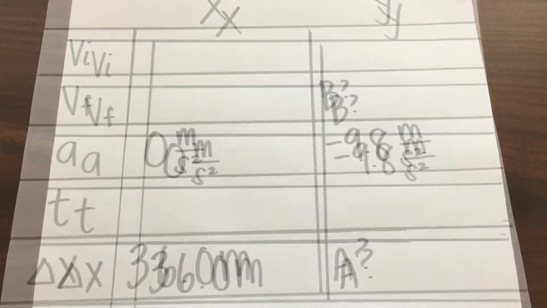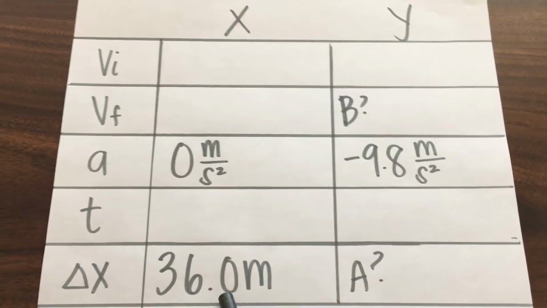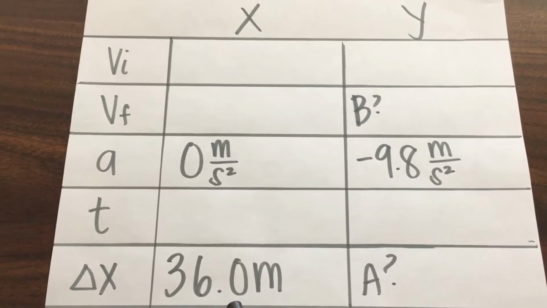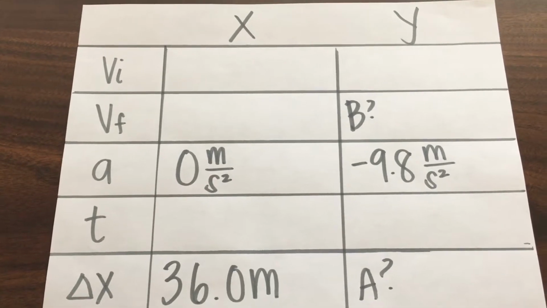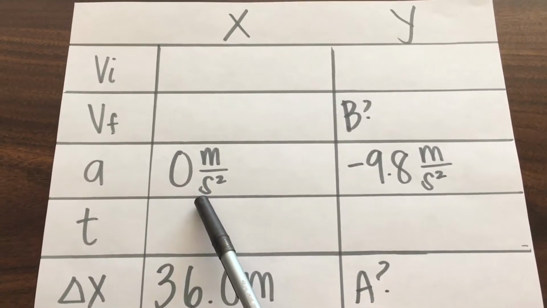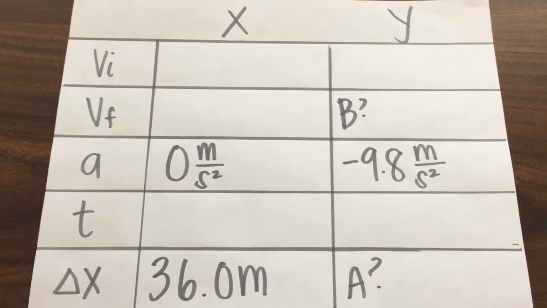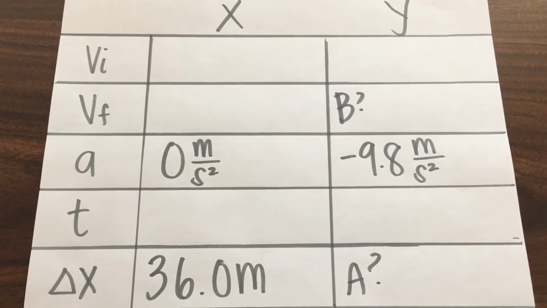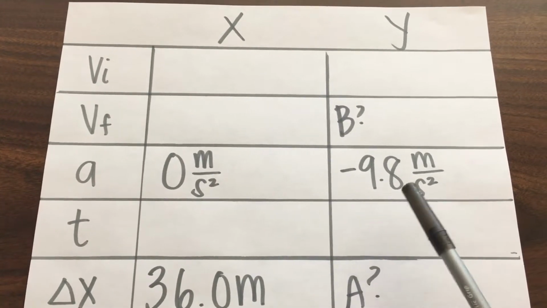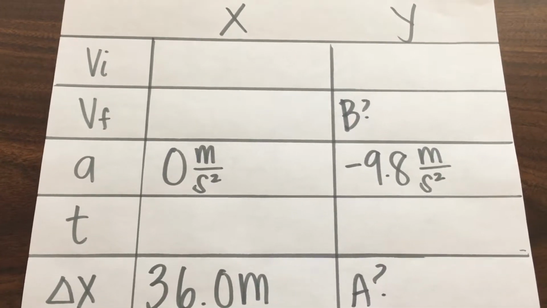kind of chart. I filled in all the givens, so we know that in the x direction, the distance between the football player and the goal is 36.0 meters. And because the velocity doesn't change in the x direction, we know that the acceleration is 0 meters per second squared. And in the y, gravity is working to pull the football downwards, so the acceleration is negative 9.8 meters per second squared, because we define down as negative and up as positive.